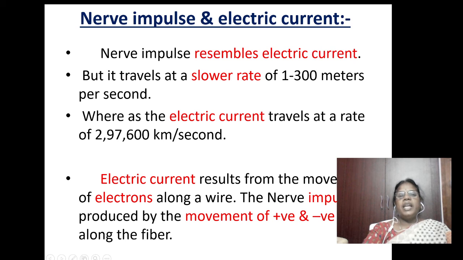Nerve impulse and electric current. It resembles electric current. It travels at a slower rate of 1 to 300 meters per second, whereas electric current travels at a rate of 2,97,600 kilometers per second. Electric current results from the movement of electrons along a wire. Nerve impulse is produced by the movement of positive and negative ions along the fiber.